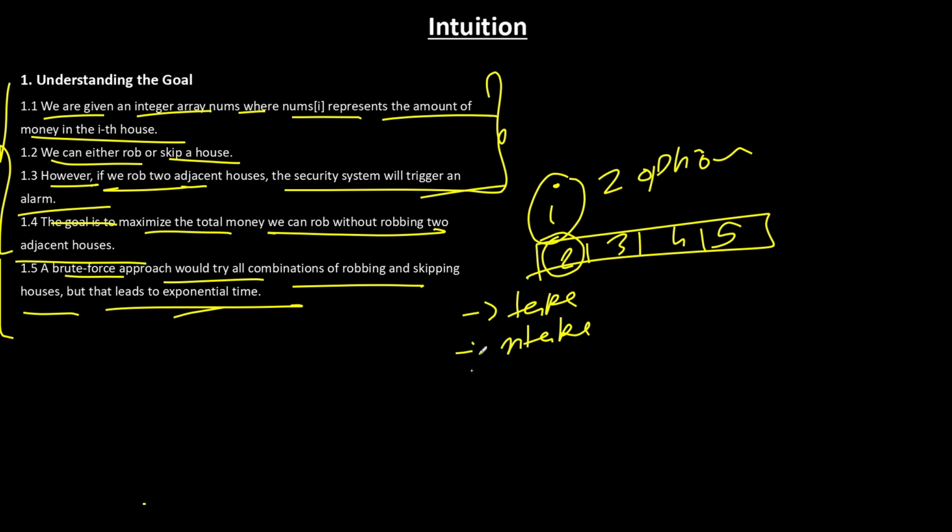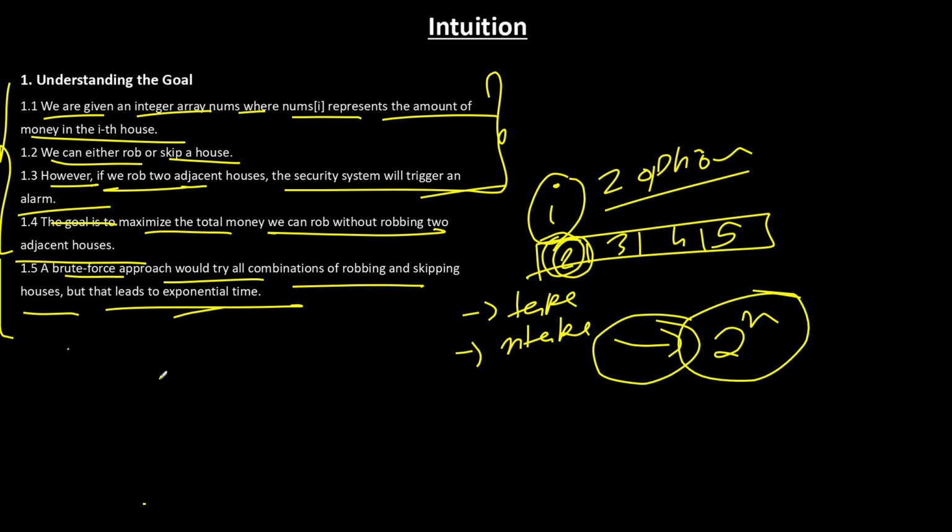So each house has two options, therefore the time complexity for the brute force comes out to be 2 to the power n, right? So we have to optimize this from 2 to the power n. That is our goal now.